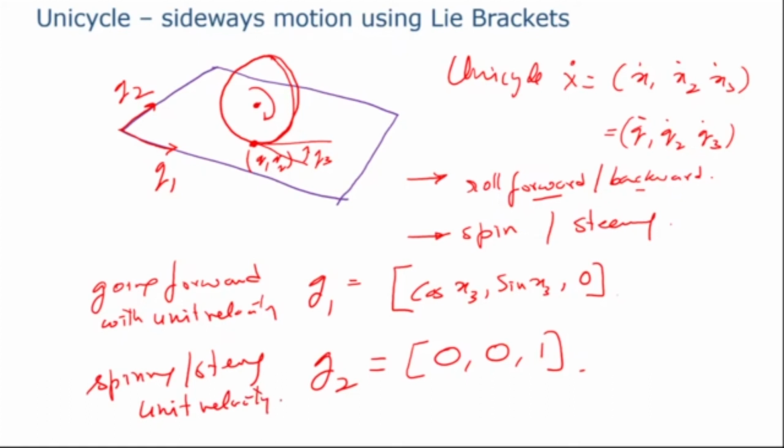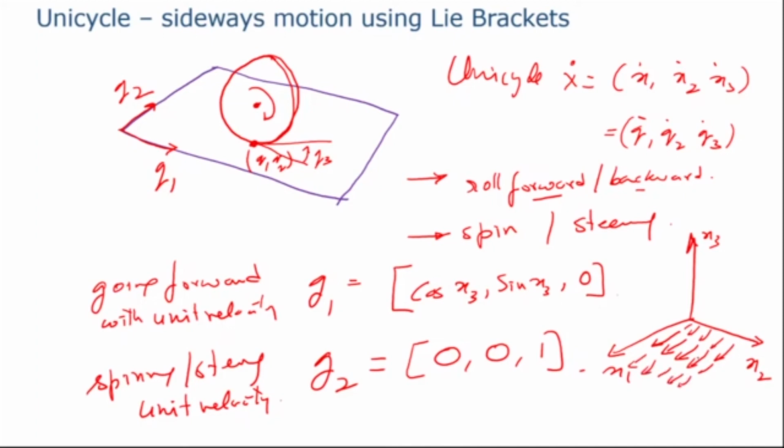So we have two vector fields, one vector field for going forward and another vector field for turning, for changing the steering angle. Now I can draw this vector field like this. This is my x1, x2, and that's my x3. This corresponds to x, y and phi if you want it that way. So if it is going only in the x direction, these are the vectors of the vector field which are pointing in this direction.